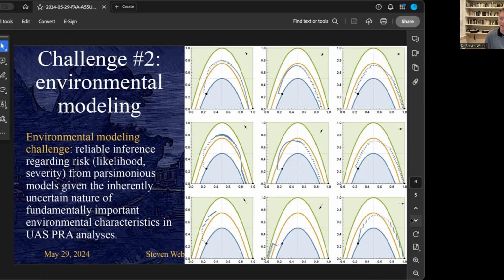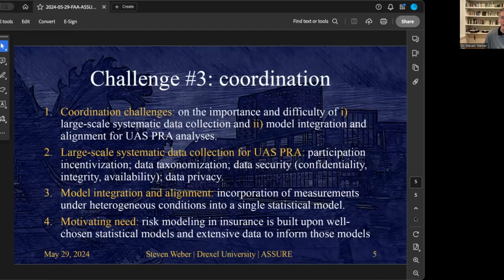So I think this is an ongoing challenge in this space, and one that all the frameworks are trying to deal with in different ways. With my last slide, I turn to a third challenge, which I call the coordination challenge. This one's a little bit different than the first two.